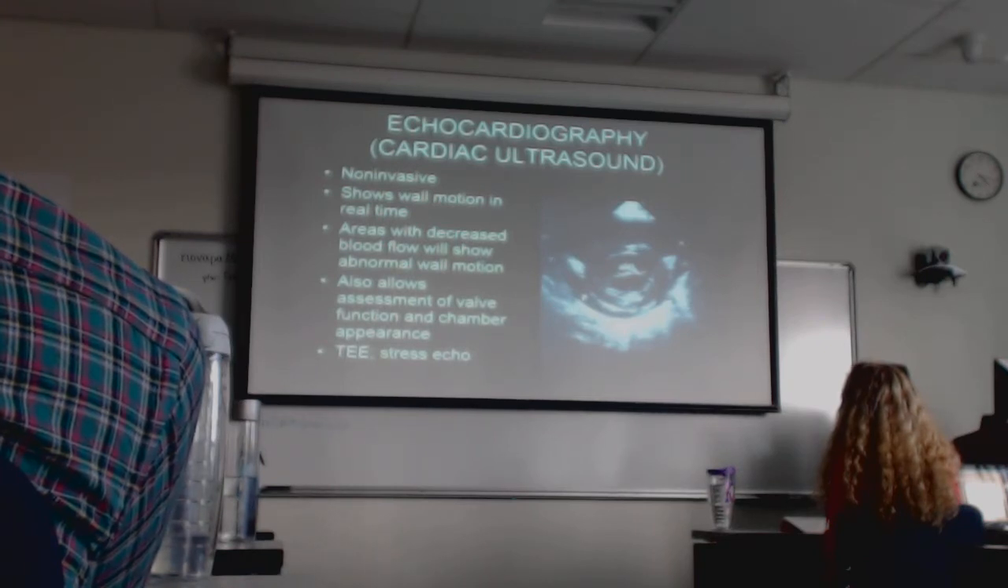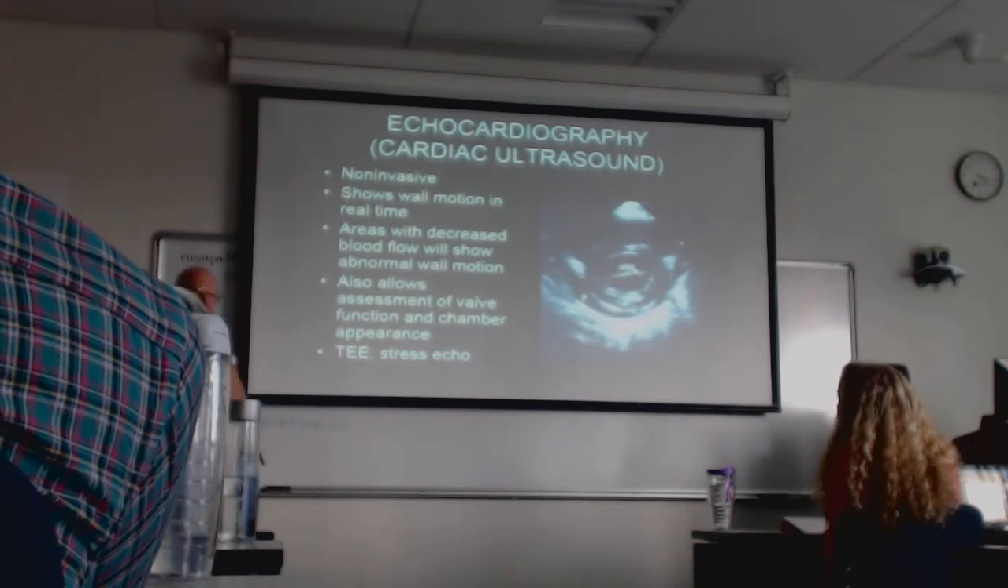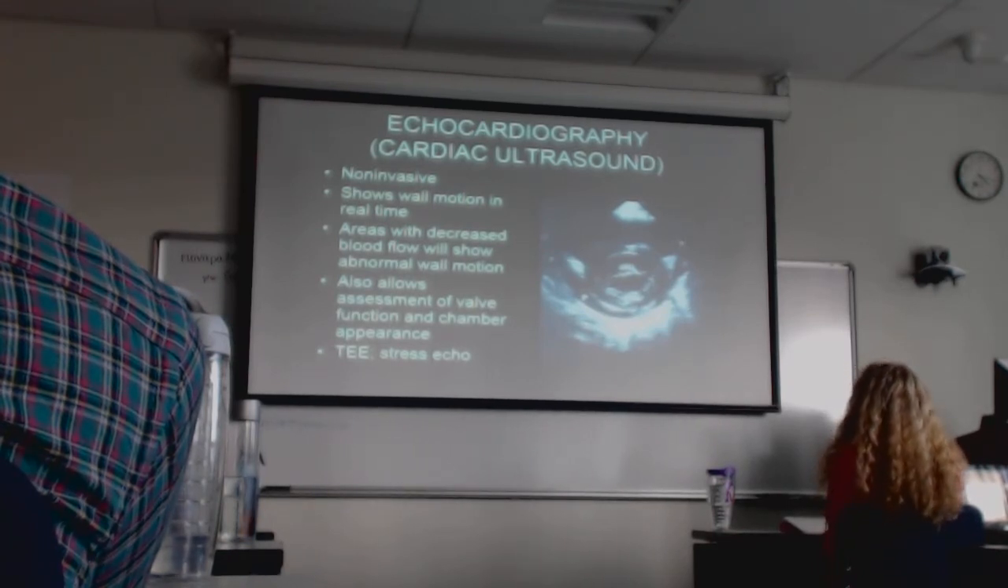We can do ultrasound by putting a probe on the chest. We can do ultrasound by sliding a probe into the esophagus and putting it behind the heart and looking at the heart that way. That's a quite nice way to look at certain parts of the heart that you can't see from the chest. That's called transesophageal echocardiography.